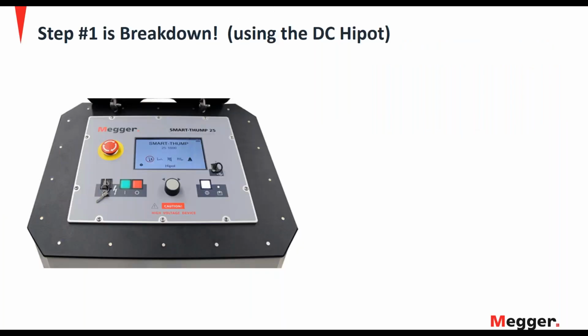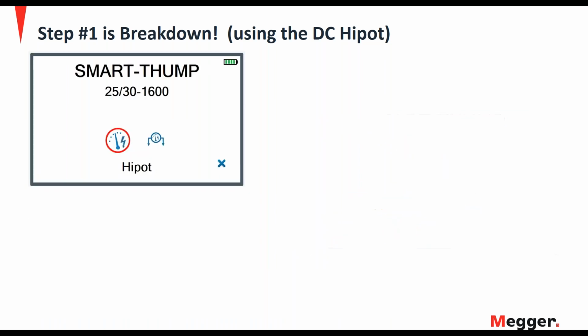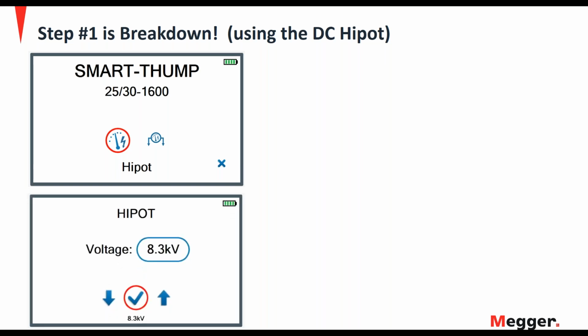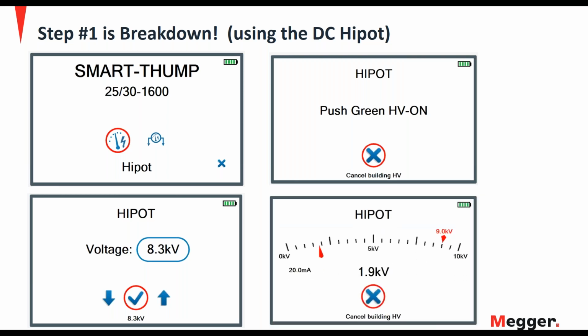So let's start with step 1, breakdown using a DC high pot. With that knob right there, when we click on it, on high pot, it will start the sequence. And it would look something like this. First, we would select high pot. We would then adjust left or right and pick the voltage level that we want to do our breakdown test at. And it would ask us permission, by pushing the green high voltage on, to go hot. And then it would charge the unit up.